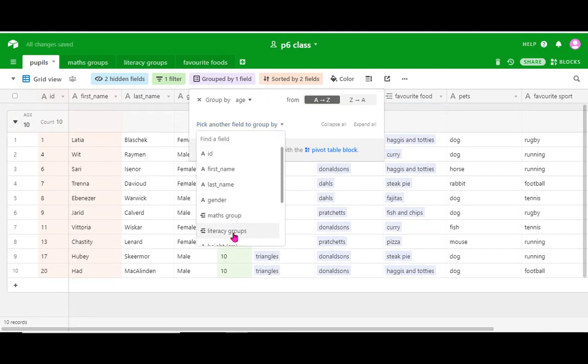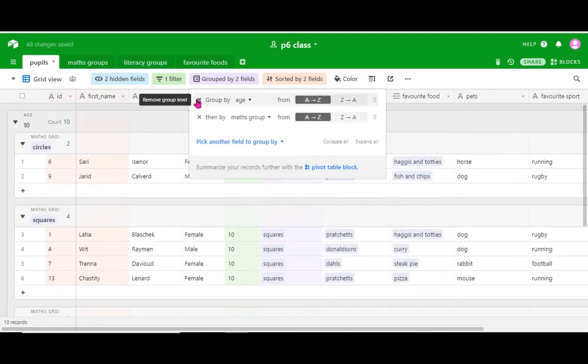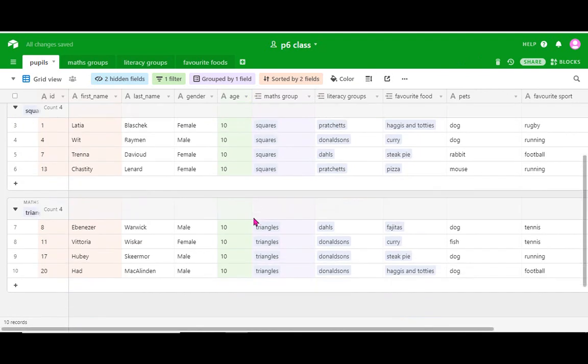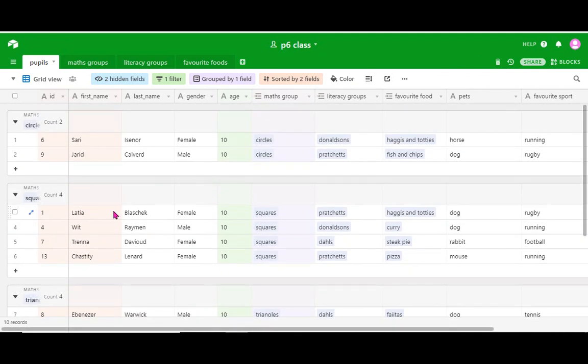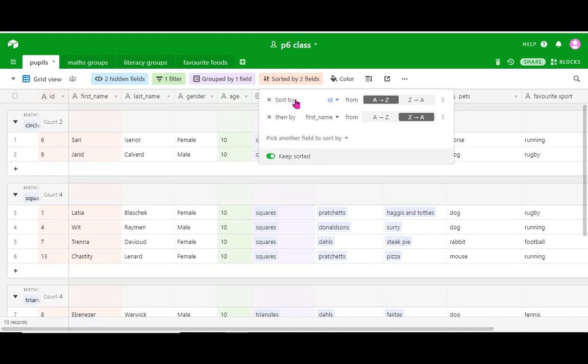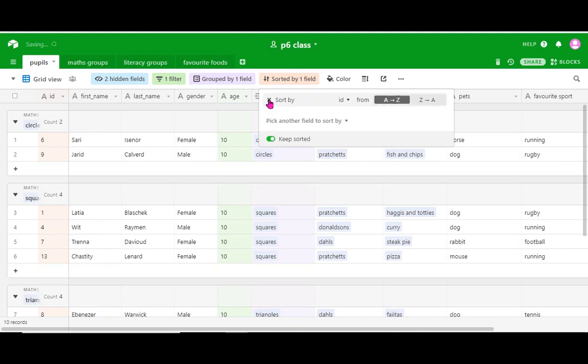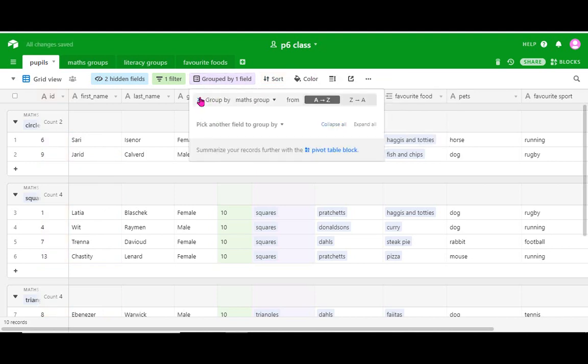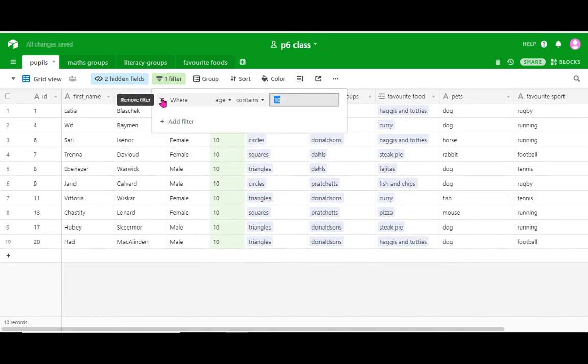So group them by maths group. And it'll now show me, so these are only the 10-year-olds, and you can see most of my 10-year-olds are in the squares and the triangles, and I've got a couple in the circles here. So again, I can split it up, and unlike when I'm filtering, they're split up by their groups, but I've still got everybody available, and I could then sort them within that as well. A couple of sorts already there. If I take this one off, this grouping, let's remove the filter as well.